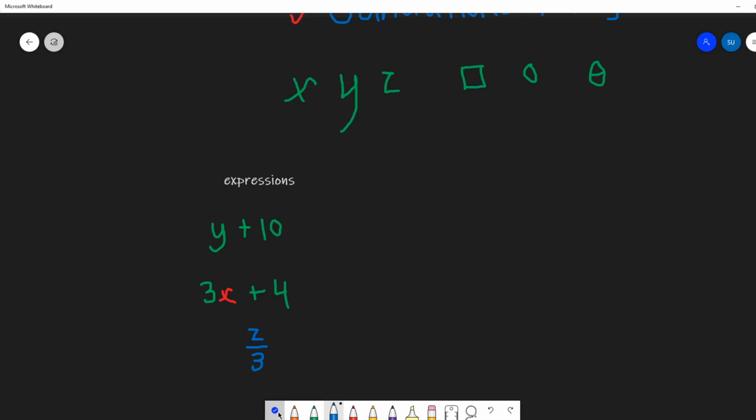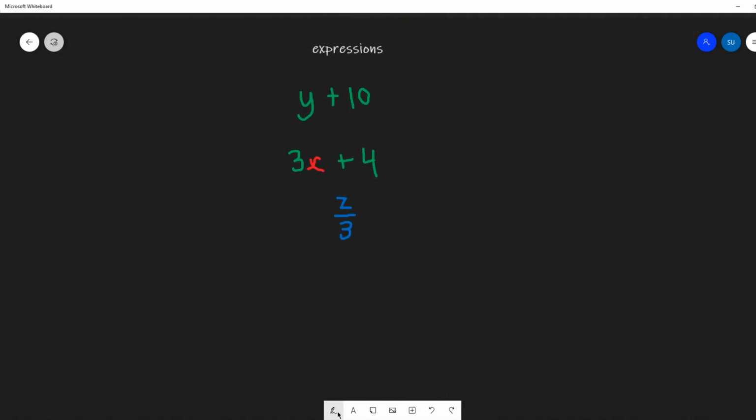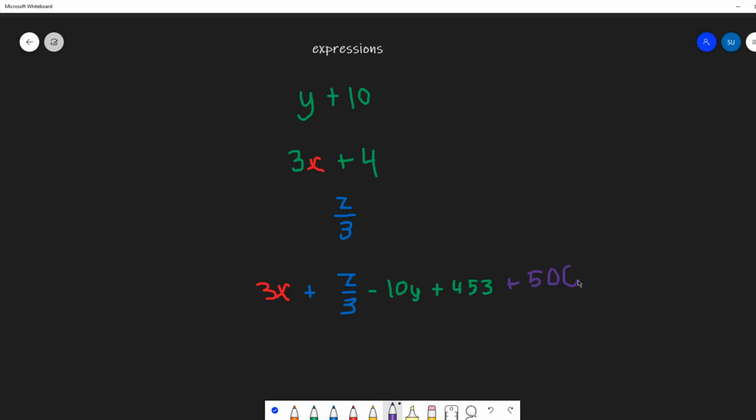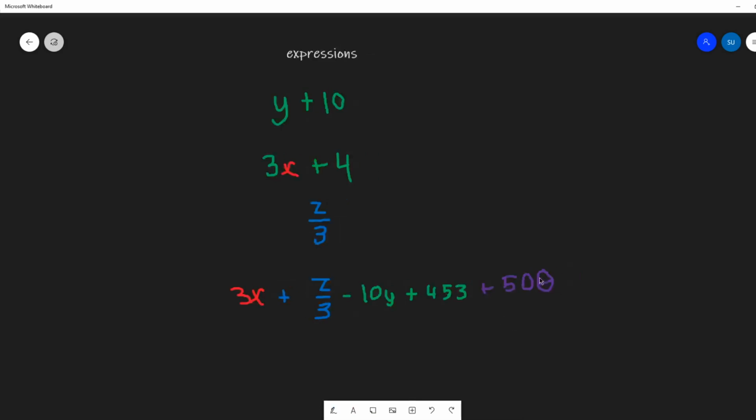And you can really start to come up with the craziest things for your expressions. So you could say 3x plus z over 3 minus 10y plus 453. And why not throw in some thetas and squares in there too? Plus 50 theta. I don't know. But this is also an expression. So really, that's what expressions are.